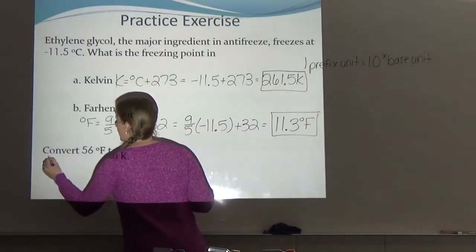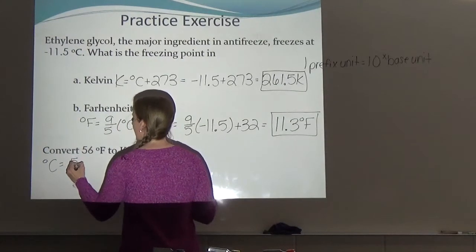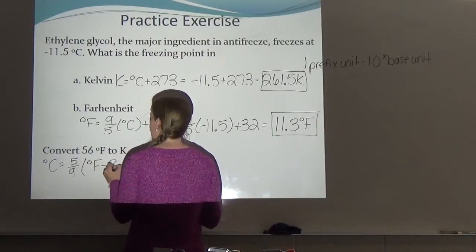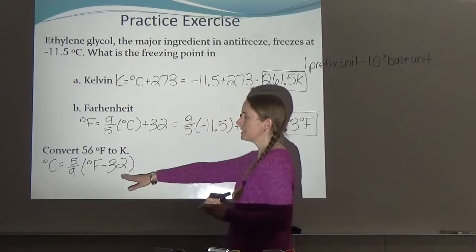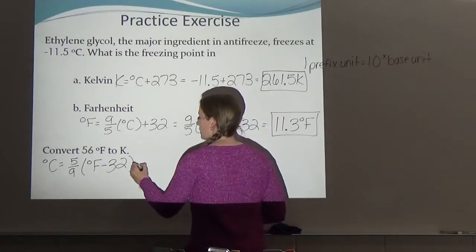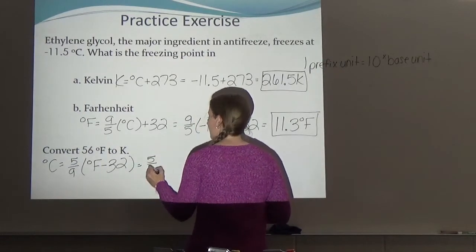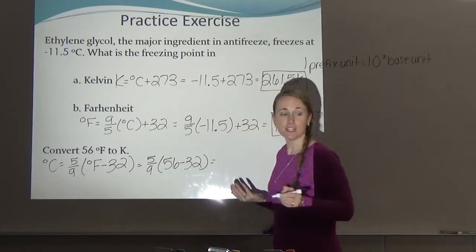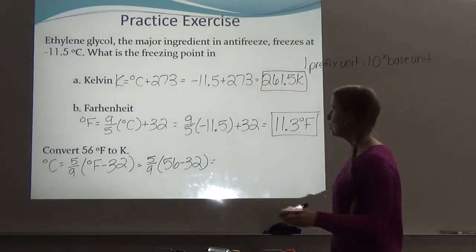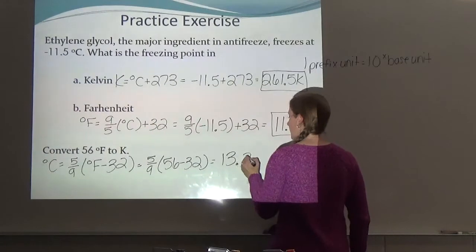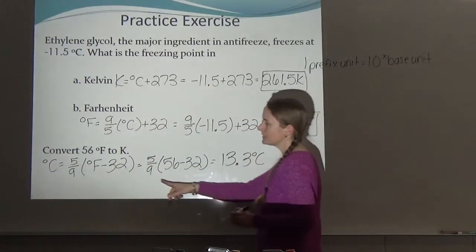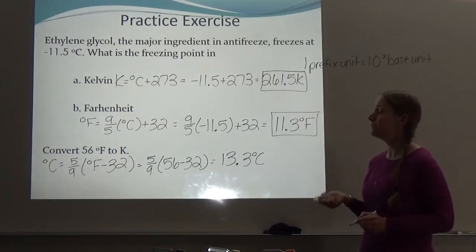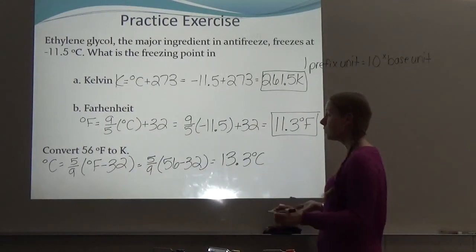So if you look, to get to Celsius, it is 5/9 times your Fahrenheit minus 32. Okay, that's our formula to get from Fahrenheit to Celsius. So I'm going to do that first. So 5/9 times Fahrenheit, which is 56 minus 32. And so once I plug that in, I get 13.3, but I have only gotten to degrees Celsius. Because see, this formula got me to degrees Celsius. Sorry.